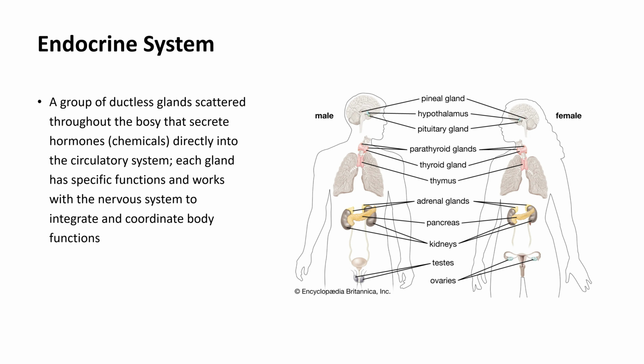Let's get into your endocrine system. This is going to be a group of ductless glands scattered throughout the body that secrete hormones directly into the circulatory system. So you need to remember that your endocrine system is simply releasing these hormones. Your circulatory system is what is going to carry them around the body. Each gland has specific functions and works with the nervous system to integrate and coordinate your body functions.